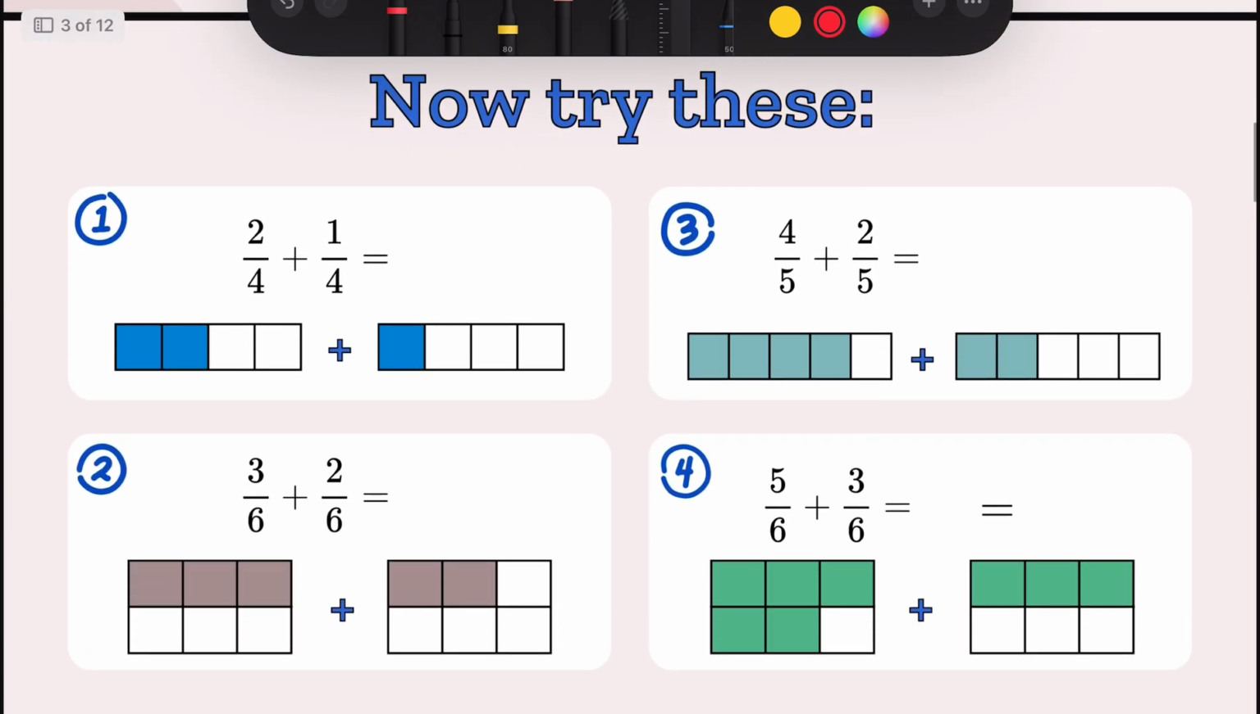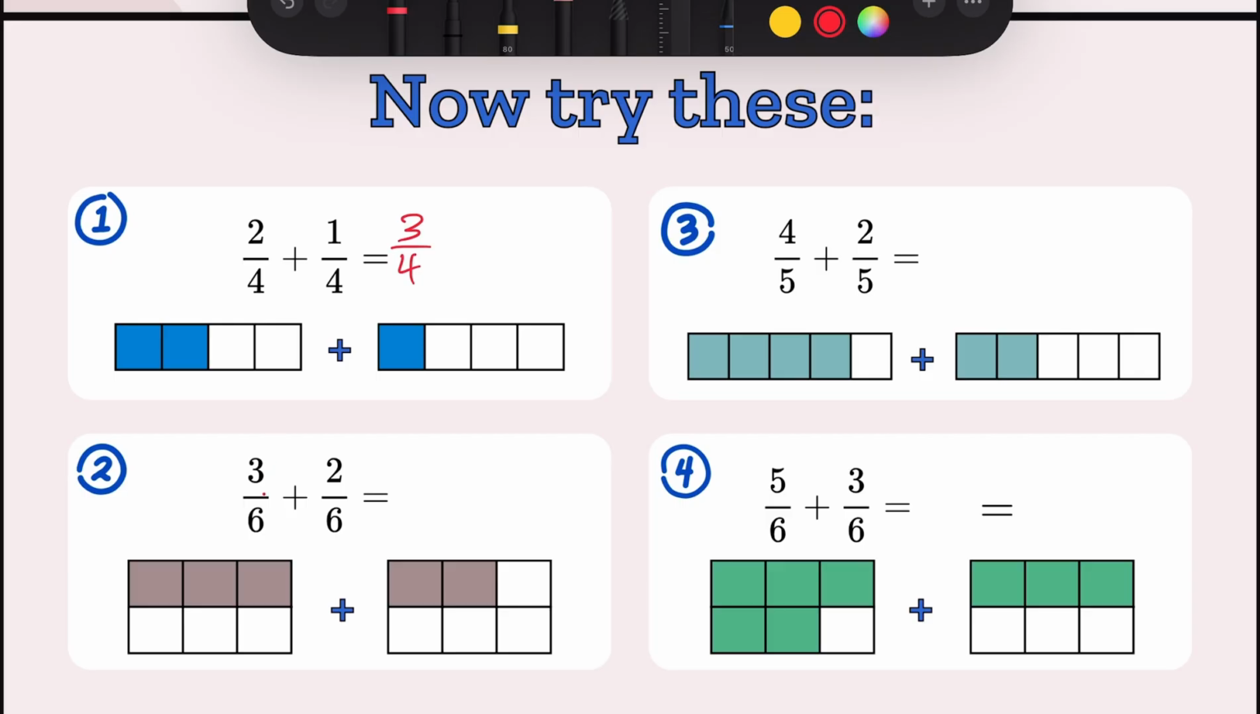So now pause the video and try these out. And when you're ready, unpause and let's go straight into it. So here we have 2 plus 1, which is 3, and we keep our denominator, so we just have 4. So 2 over 4 plus 1 over 4 is equal to 3 over 4.